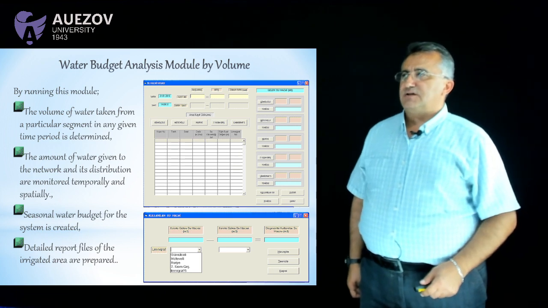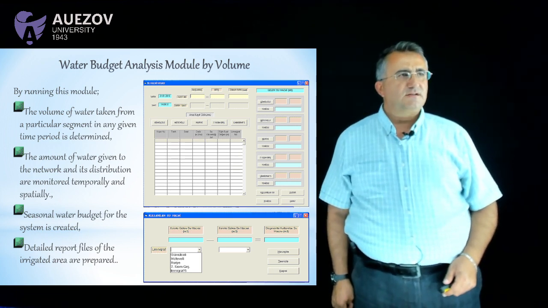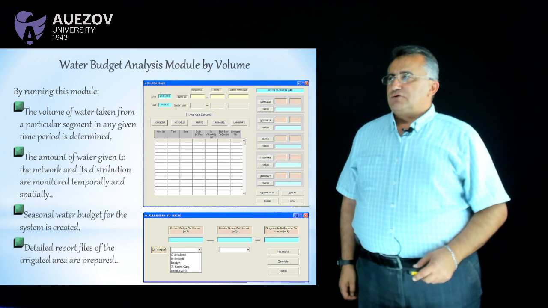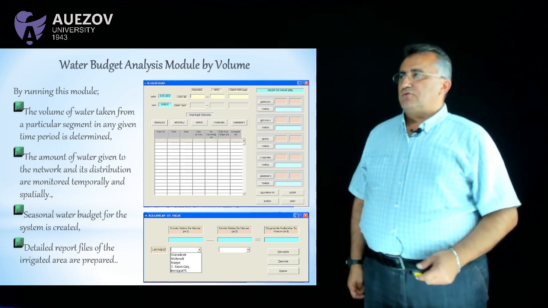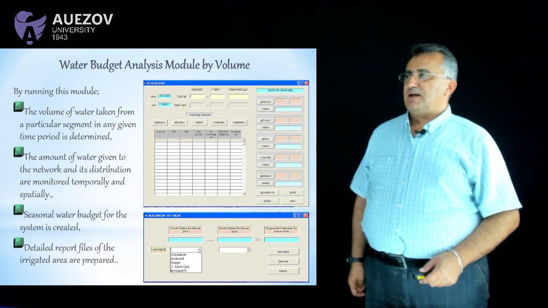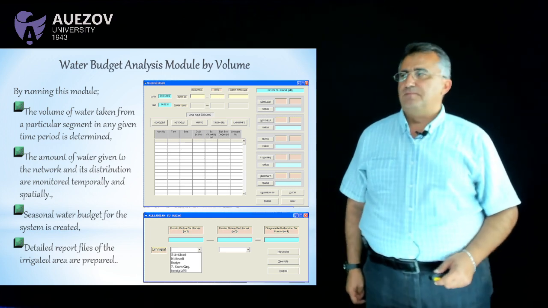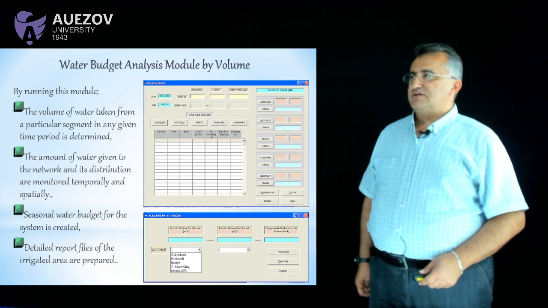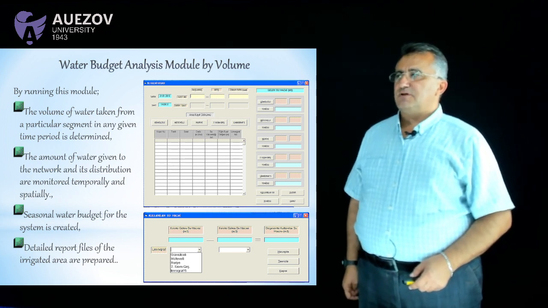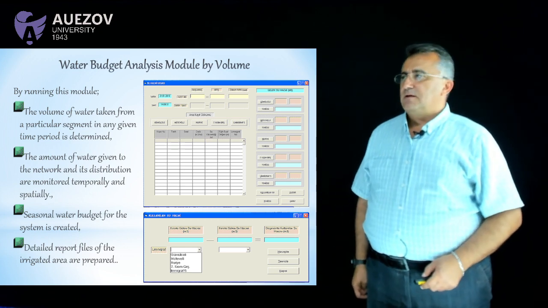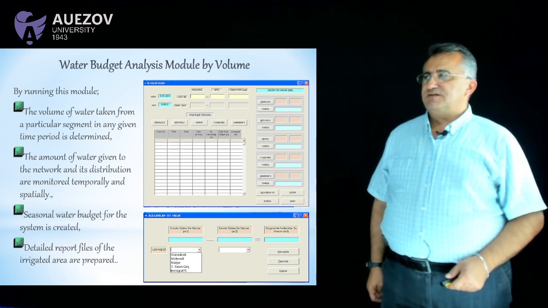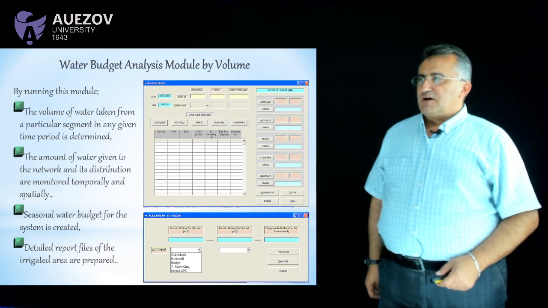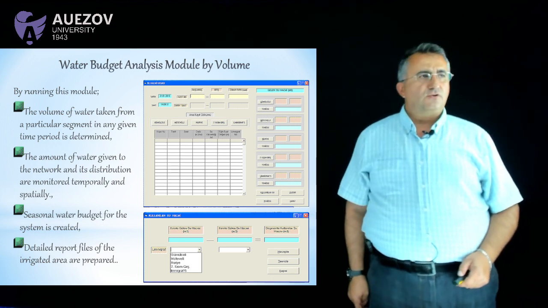Also, the water budget analysis module by volume is another module in this application. By running this module, the volume of water taken from a particular segment in any given time period is determined. The amount of water given to the network and its distribution are monitored temporally and spatially. The seasonal water budget for the system is created by this module. Detailed report files of the irrigated area are also prepared.